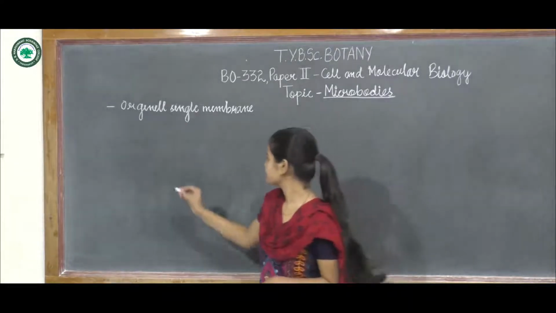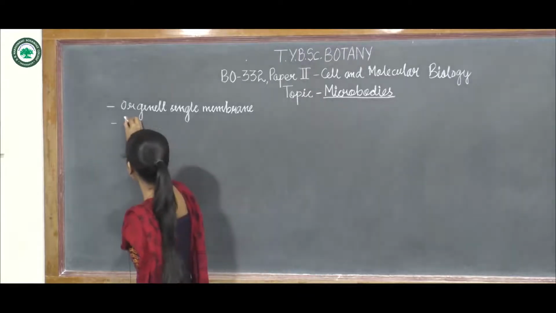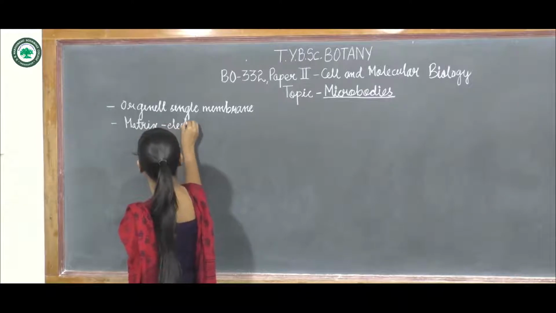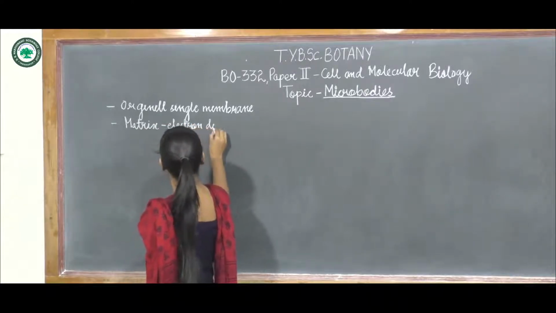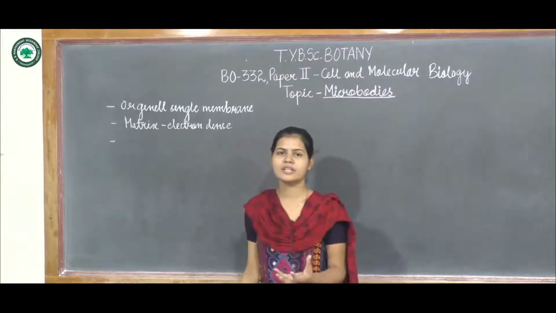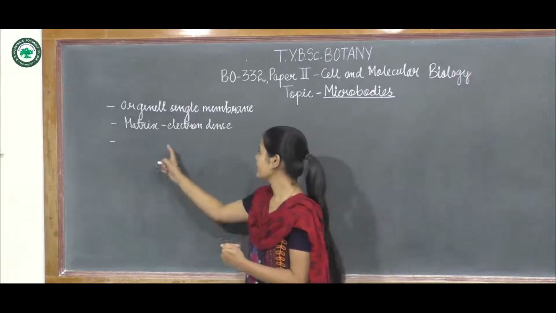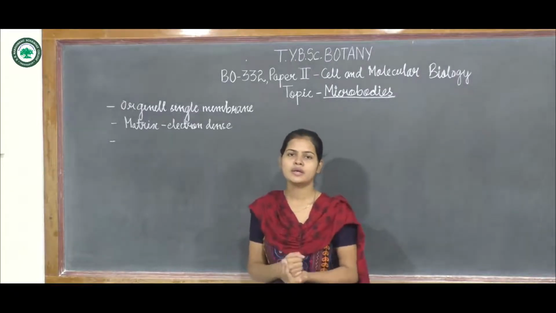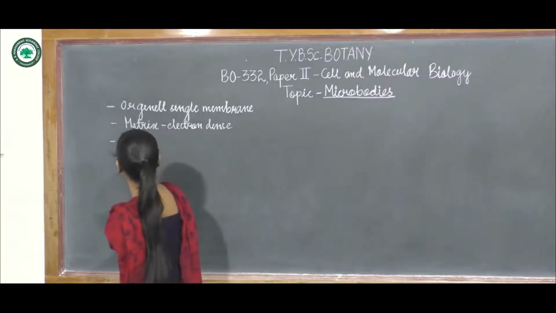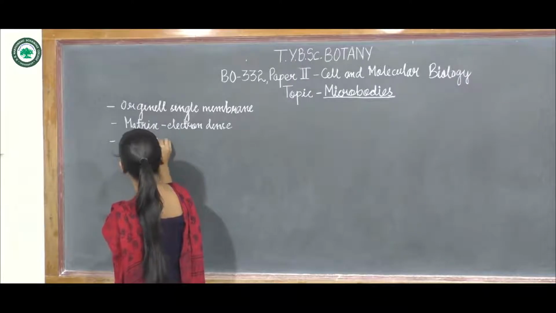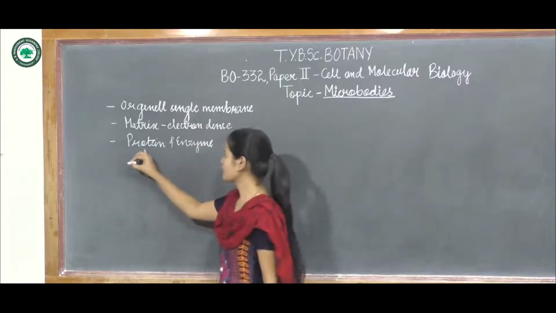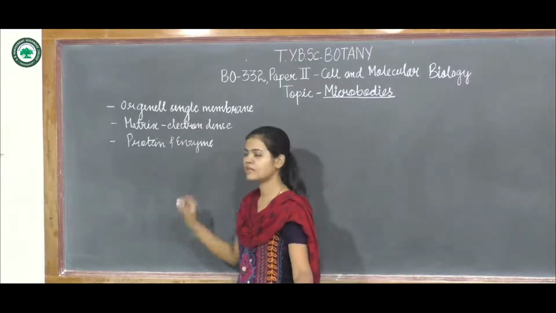Now next is its matrix. It is electron dense. So inside the organelle, that is the microbodies, it is electron dense. In the matrix, it also has the presence of different proteins. So it has the presence of protein and enzyme in the matrix.